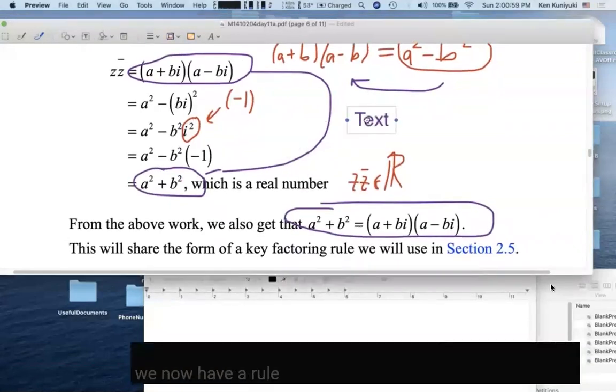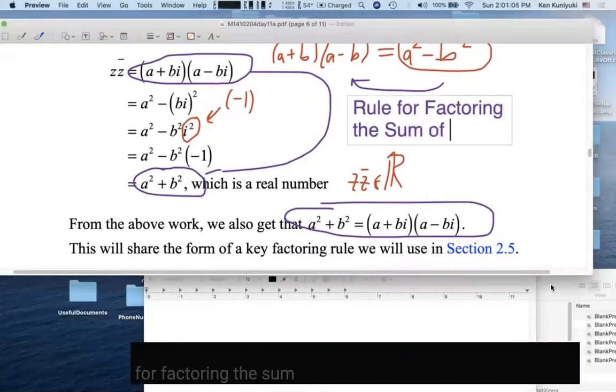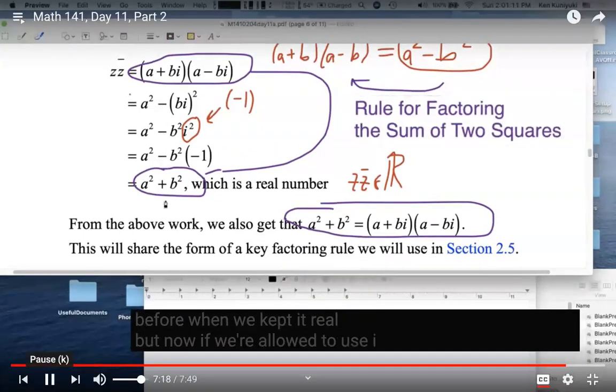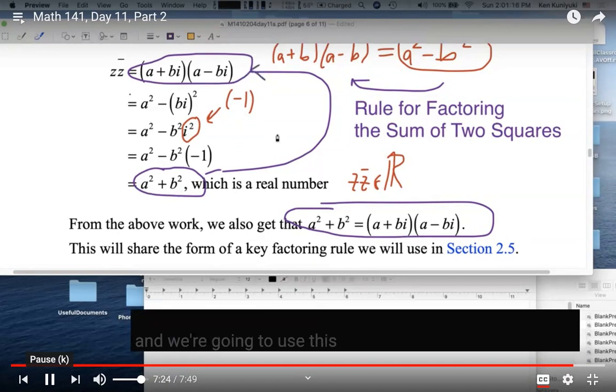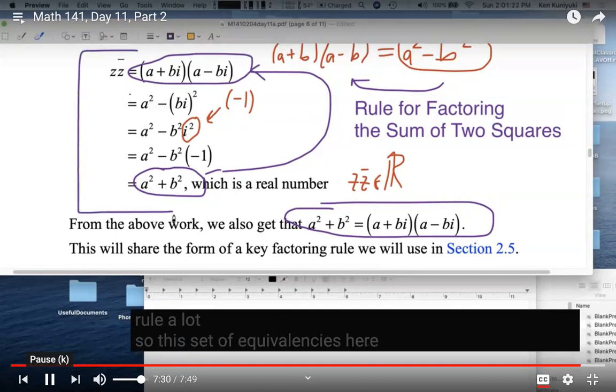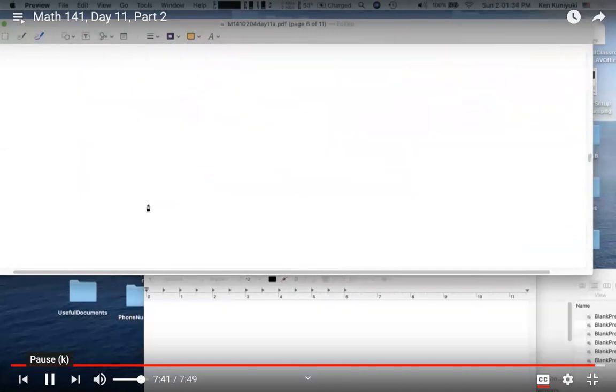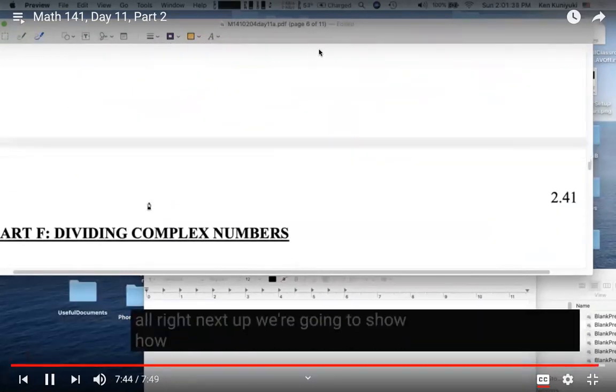We now have a rule for factoring the sum of two squares, which we didn't have before when we kept it real. But now, if we're allowed to use i, we can factor a squared plus b squared like so. And we're going to use this factoring rule a lot. So this set of equivalencies here shows why using complex conjugates is helpful to help us realize denominators, and also it gives us a factoring rule for a squared plus b squared. All right, next up, we're going to show how complex conjugates can help us divide complex numbers.